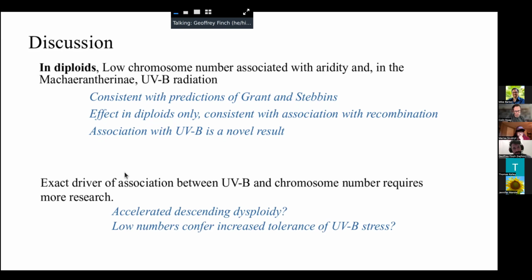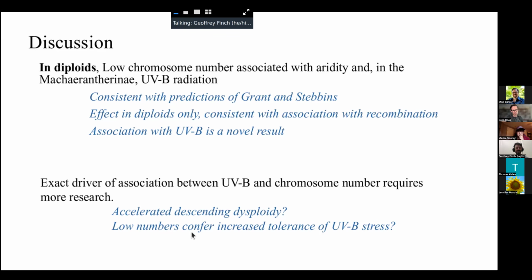However, I'm really interested in this potential relationship between UVB and chromosome number, and I think that the ultimate drivers of that relationship are still unclear and warrant a lot more exploration. My suggestion here is that the increased UVB radiation is resulting in increased rates of descending dysploidy, which is just facilitating an adaptive response to selection based on arid habitats, right? The aridity of the habitats.